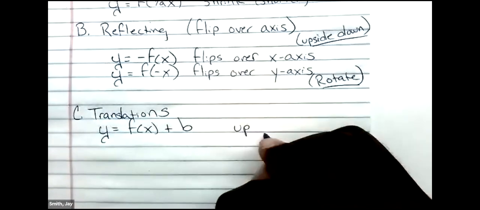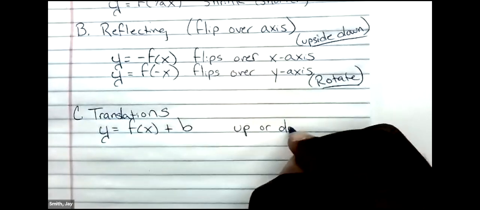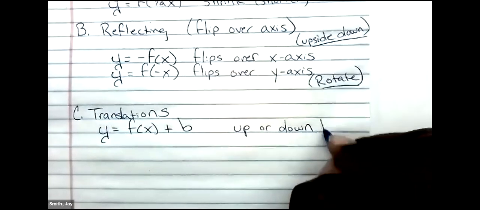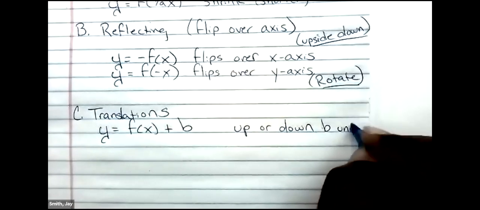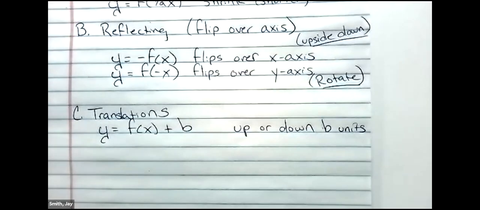It's either going to be up or down b units. So if it's positive, we're going to go up that many units. If it's negative, then we go down that many units. All right, so that's if we're adding or subtracting a number to or from the original parent graph.